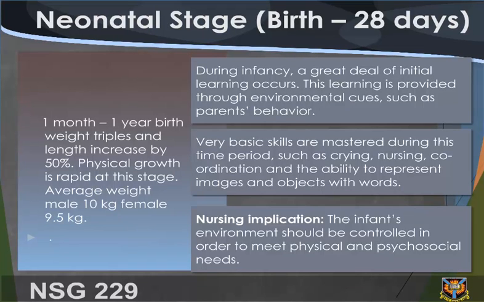From 1 month to 1 year, birth weight triples and length increases by 50%. Physical growth is rapid at this stage. Average weight: male 10 kg, female 9.5 kg.